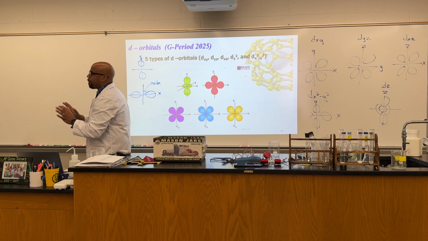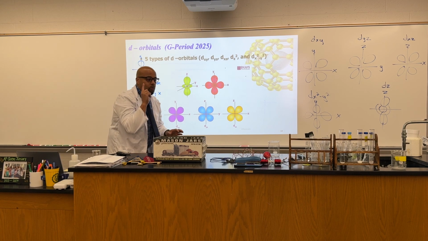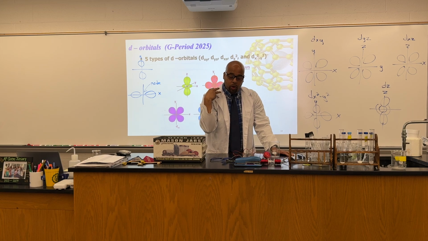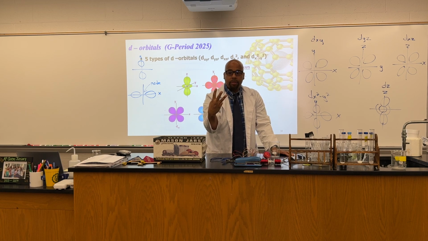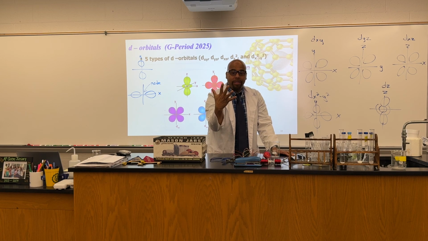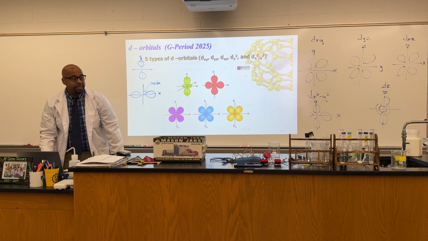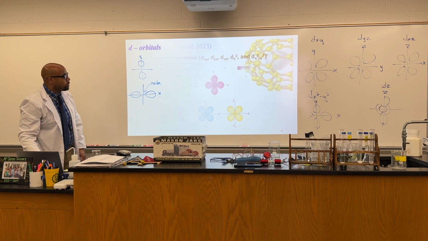Make sure you remember there's 5. So I got, and watch this. There's 1 of the s. There's 3 of the p's. There's 5 of the d's, which means that when we go to the f's, there are going to end up being 7 different f orbitals here.